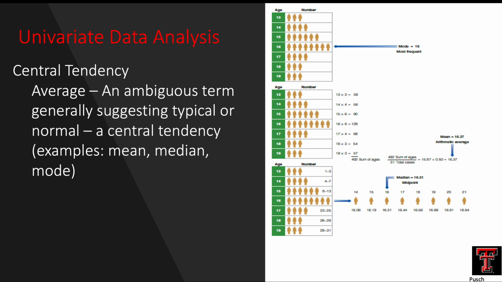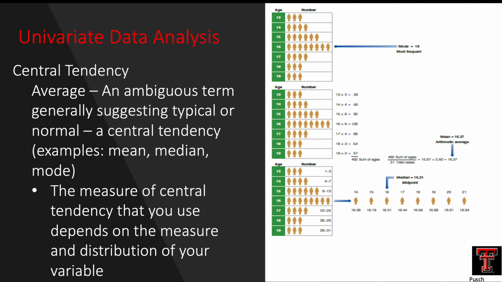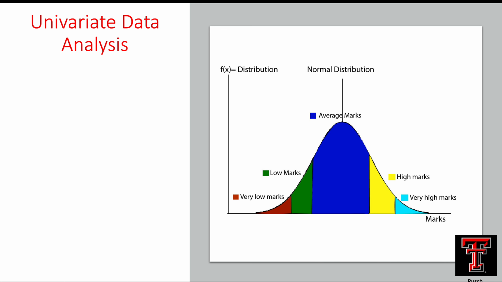Okay, so another thing that I want you to do for your final project is the measure of central tendency. So measure of central tendency, a sort of ambiguous term, is the average. So the typical or normal response. So we have 3 different measures of central tendency that we use depending on what our variable looks like.